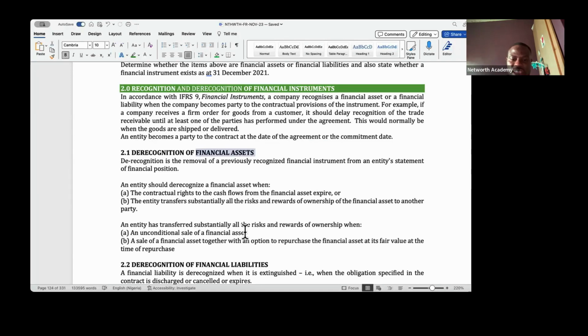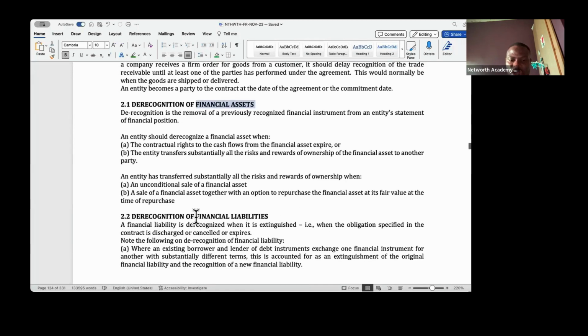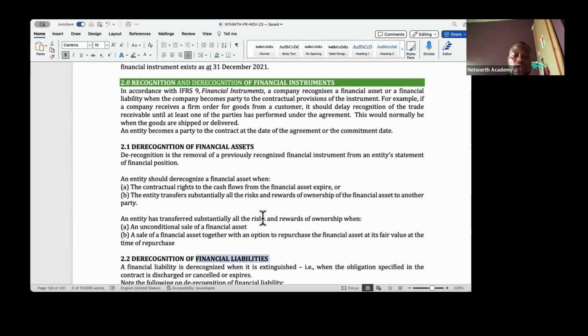The derecognition of financial assets is different from the derecognition of financial liability. So we have to take them separately. So for financial assets, derecognition is the removal of a previously recognized instrument from an entity's statement of financial position. So when you derecognize, it means that you are removing what you have recognized before in your books.